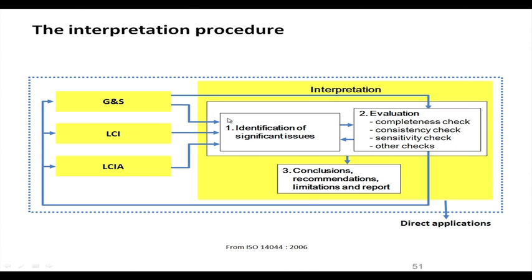So based on what you find in terms of your information, you come up with a conclusion, recommendation, limitations, and report. So this is what you put in there. In terms of the evaluation that you do in terms of completeness, consistency, sensitivity, and other checks, you can feed this information back into your LCIA steps or LCI step, goal and scope step. And so this will be the iteration going on.